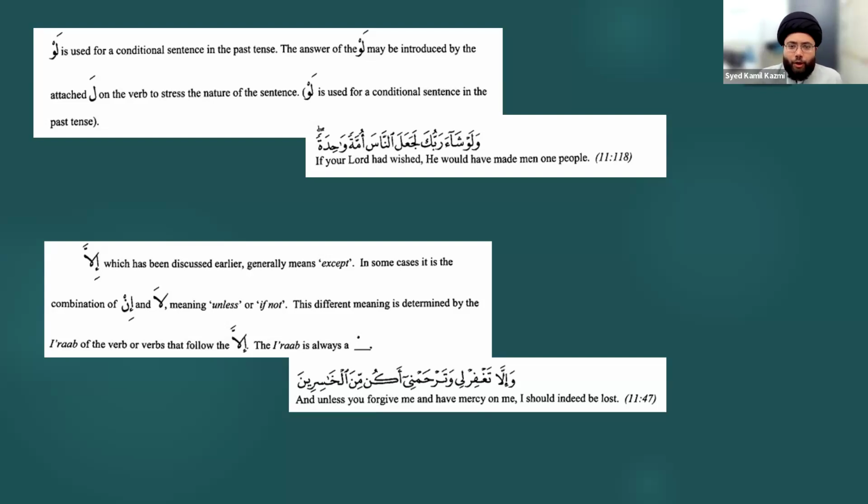So the answer of law may be introduced by the attached lam and fatha on the verb to stress the nature of the sentence. Okay. So in this case, وَلَوْ شَاءَ رَبُّكَ لَجَعَلَ النَّاسَ أُمَّةً وَاحِدَةً. If your Lord had wished, He would have made men one ummah. Okay. So this is in a very similar manner a law imtina'i, meaning He did not wish.